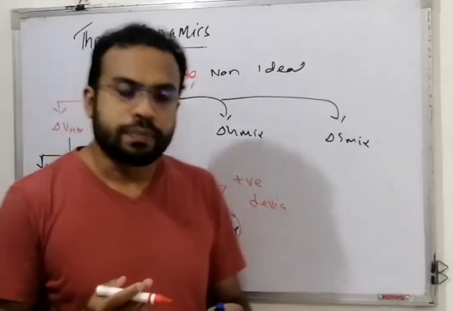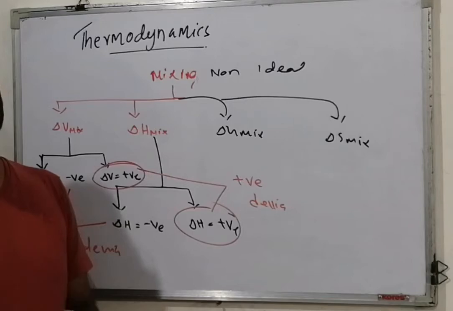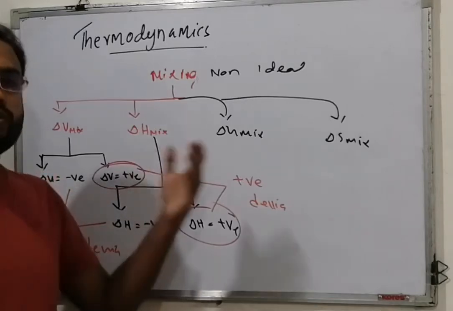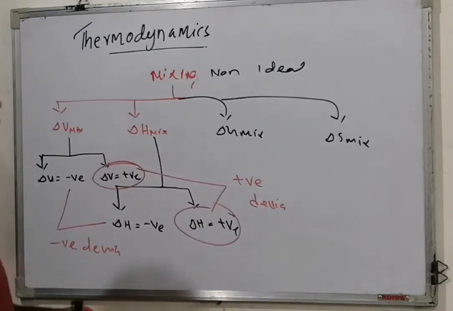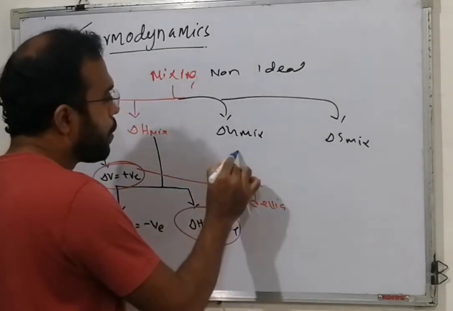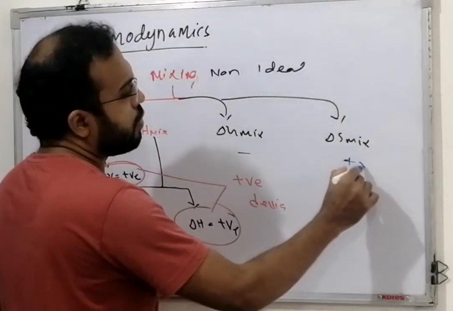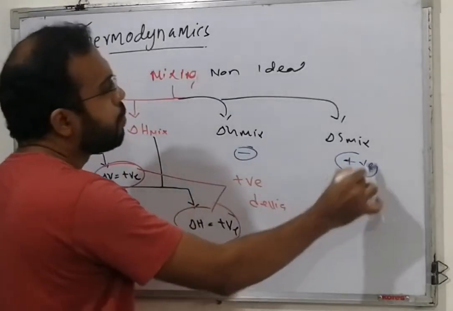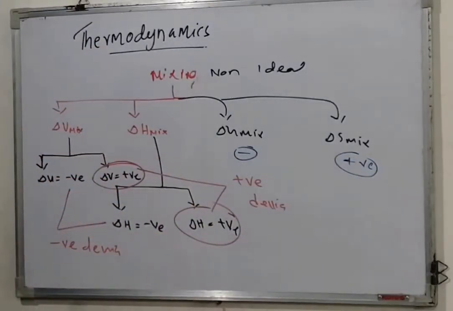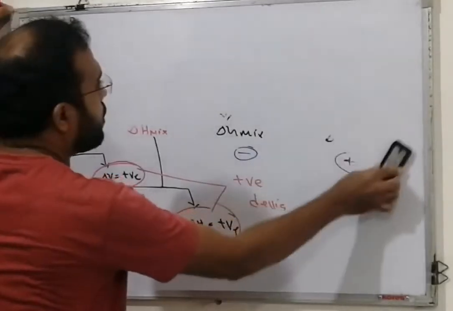Whether it is ideal or non-ideal, you can use this same equation, but the sign will change. Same equation, but delta G should be a negative value here, and here it should be a positive value. That's all. Same equation, but negative sign and positive sign for non-ideal. Fine. Therefore, we can remember this equation.